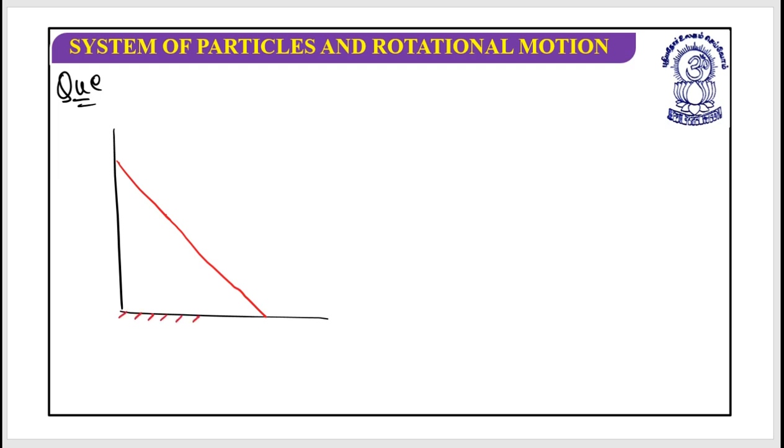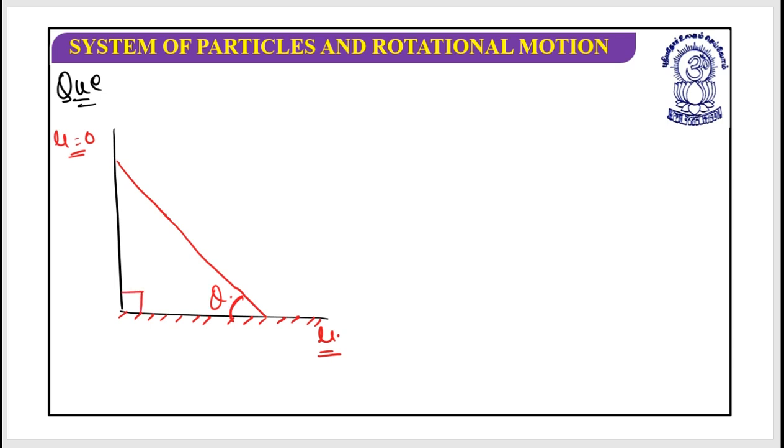This floor is having friction, so the coefficient of friction is mu, and this wall does not have any friction, so I have written mu equal to 0. So let's assume this is the angle theta. This you can see as 90 degrees.